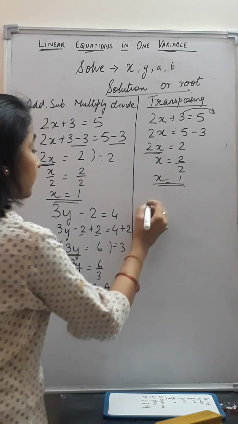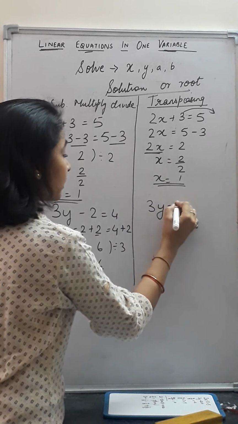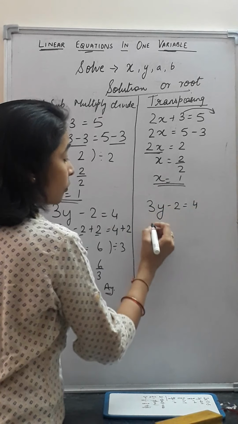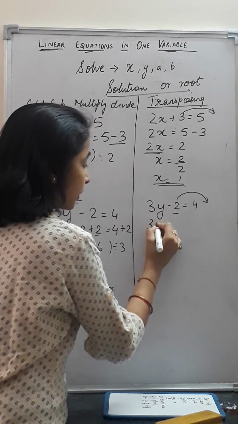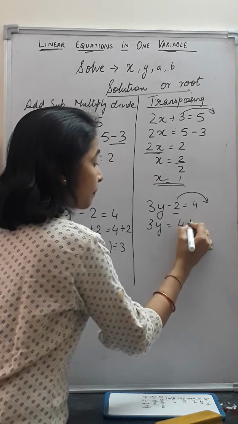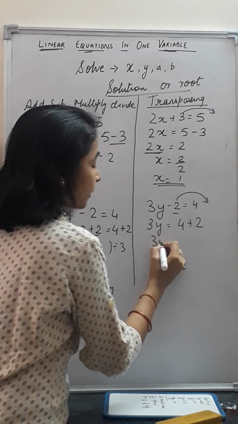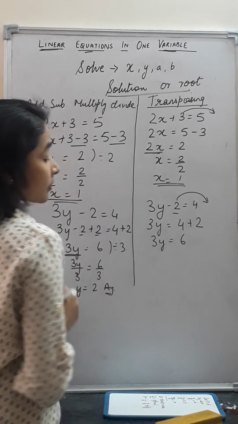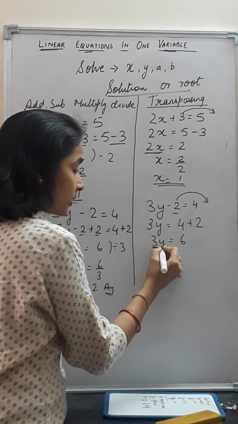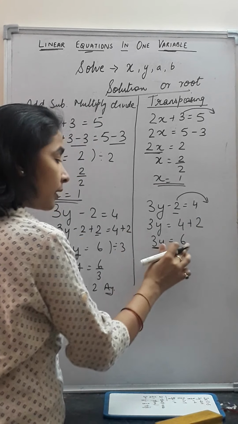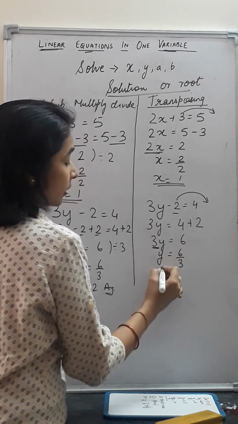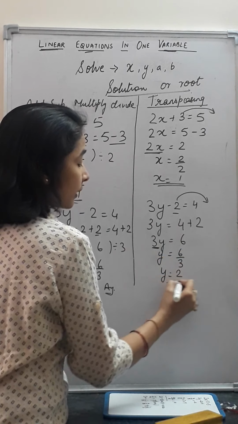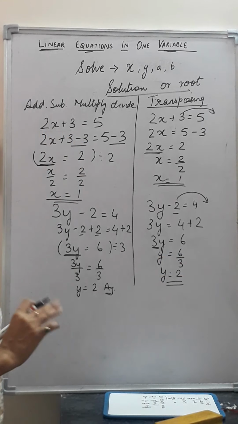Now again solving it by the transposing method, 3y minus 2 is equal to 4. This 2 will transpose to the other side, and the sign will change. So 3y is equal to 4 plus 2. Now we have 3y is equal to 6. This 3 is multiplied here, so we will take it to the other side, and it will come in division now. So y is equal to 6 upon 3. So y is equal to 2. In any case the answer will be the same.